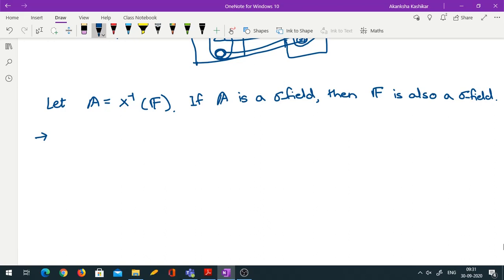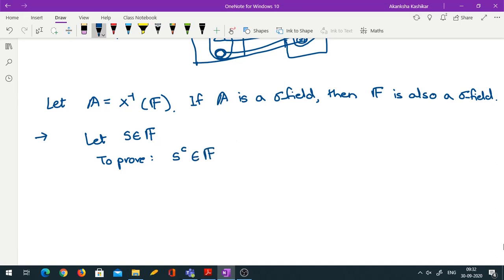So if I want to prove F is a sigma field, what do I have to prove? I have to prove it is closed under complementation, and I have to prove it is closed under countable union. So let S be some element of F. So S is basically some subset of omega, and now S is in F. So the first thing we need to prove is that S complement is in F.